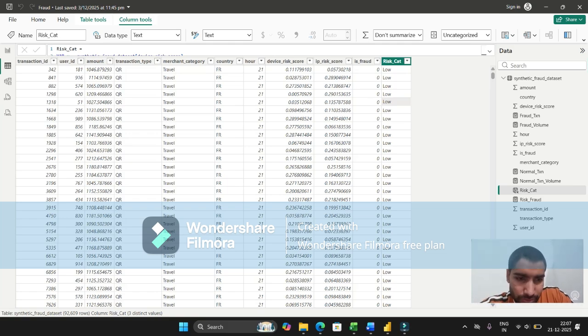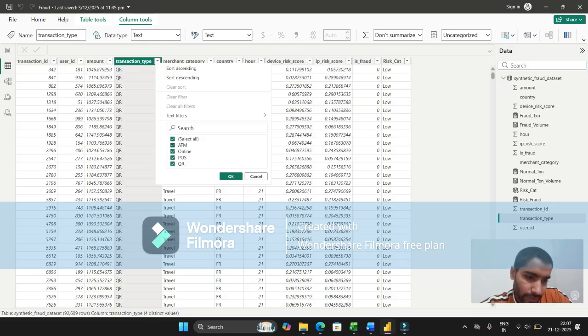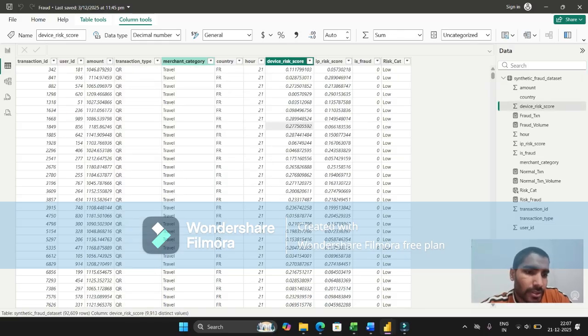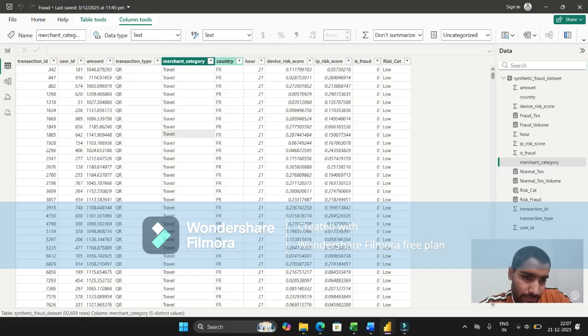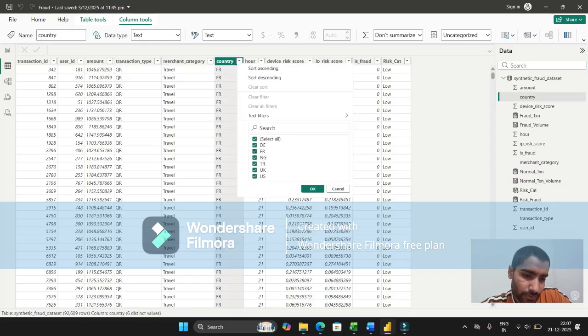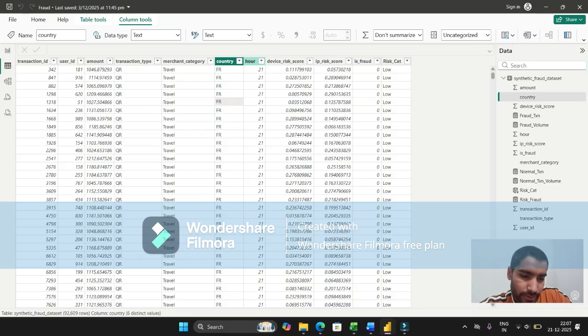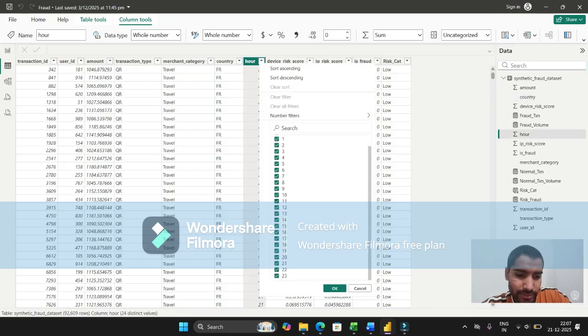As you can see on my dashboard, this is simple and short transaction data, or we can say risk data. Here we have transaction ID, user ID, amount, transaction type, and the platform the transaction happened on: ATM, online, POS, and QR. Next, the merchant categories: clothing, electronics, food, grocery, and travel. This is the country, here France, US, UK, etc., and this is the hour in which the transaction happened.